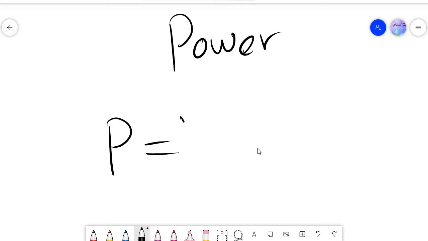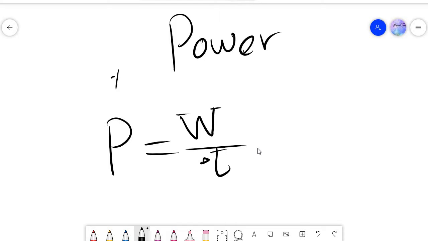Power equals W divided by delta T. Now, power equals work divided by time. Of course, W here means work, which we took before, and T here is time. Okay, now we can say, what is the power?